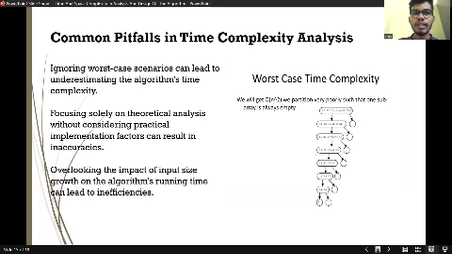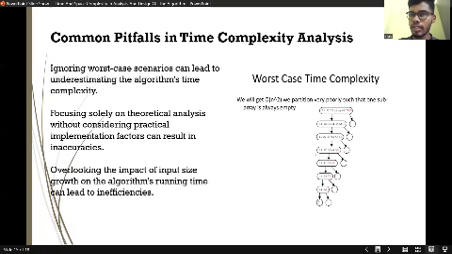Next, the common pitfalls in time complexity analysis. Ignoring the worst case scenarios can lead to underestimating the algorithm's time complexities. Focusing solely on theoretical analysis without considering practical implementation factors can result in inaccuracies. Overlooking the impact of input size growth on the algorithm's running time can lead to inefficiencies.